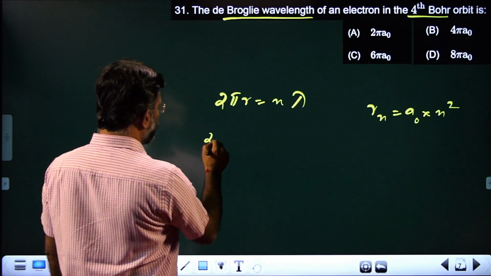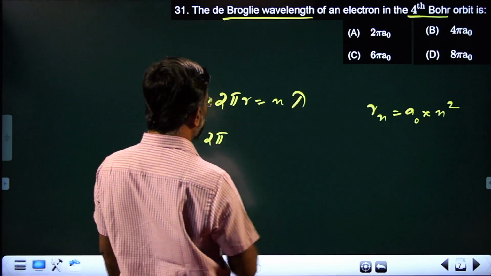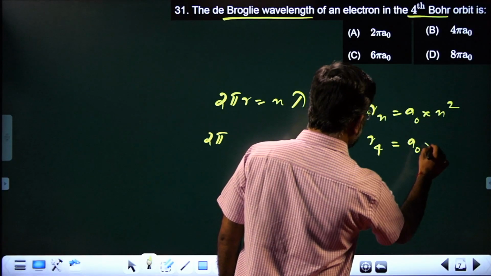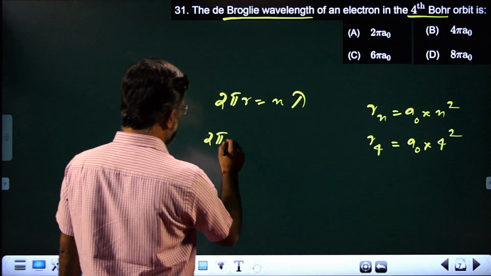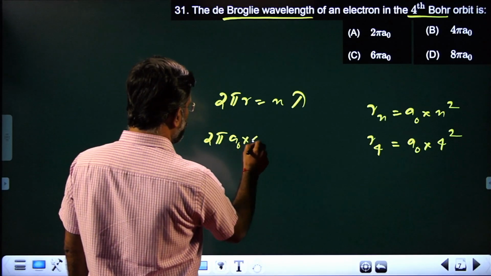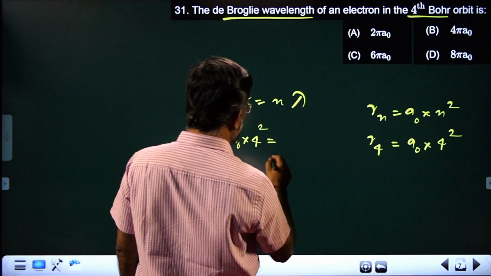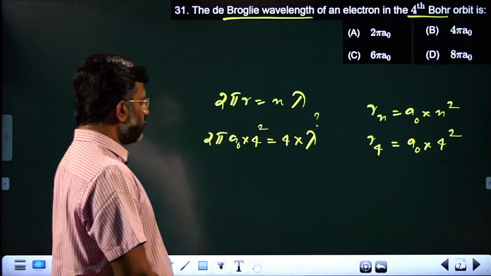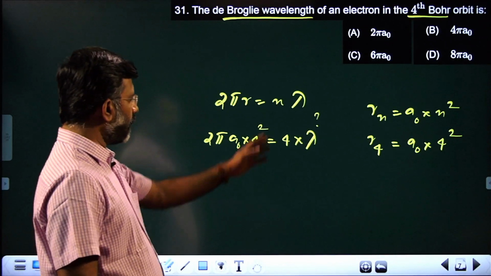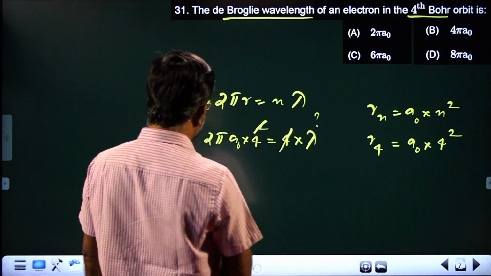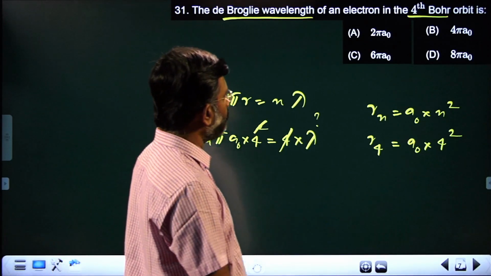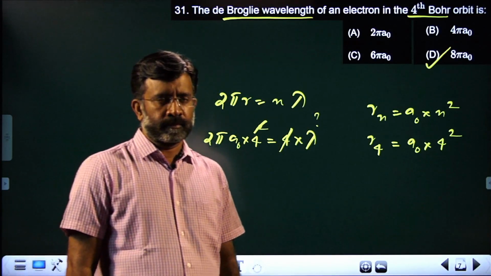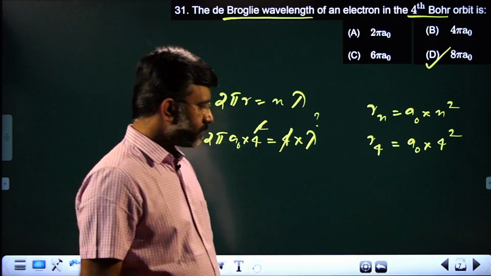So it is 2 pi r, where r is for the 4th orbit. So it will be r4. r4 is equal to a0 into 4 square. So it is 2 pi into a0 into 4 square, equal to n equal to 4, into lambda. We are looking for lambda. So you easily get lambda equal to, 4 cancels, lambda is equal to 8 pi a0. That is the answer. Hope it's clear. Next.